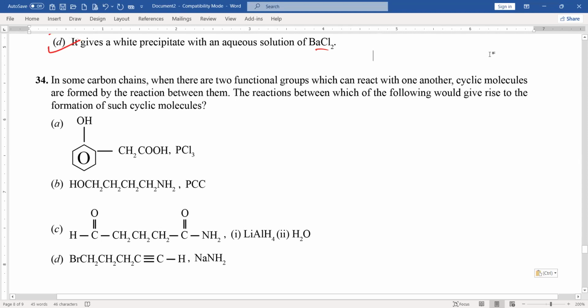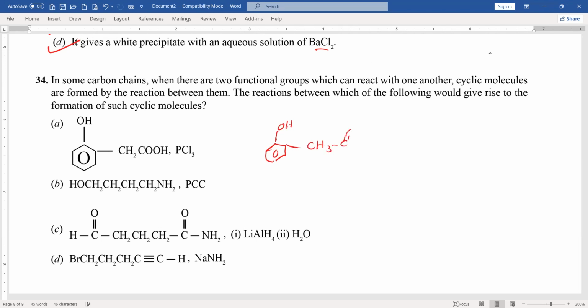See what happens. Here, this turned into this. We have this phenol, which will not react with PCl5, but the carboxylic acid will react and give us COCl. When these two react, this becomes COCl. Then, because these two are very close, the Cl will go with this hydrogen, forming HCl. So the rest will be joined and form a cyclic compound.